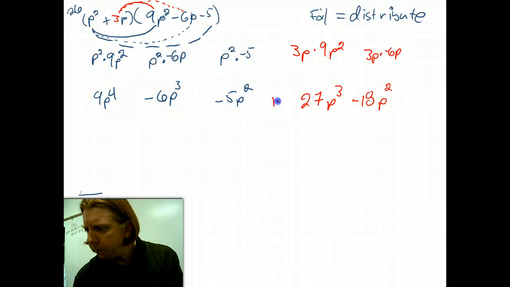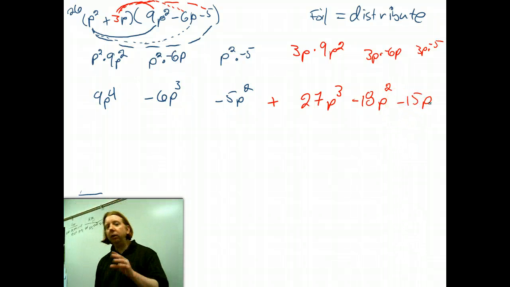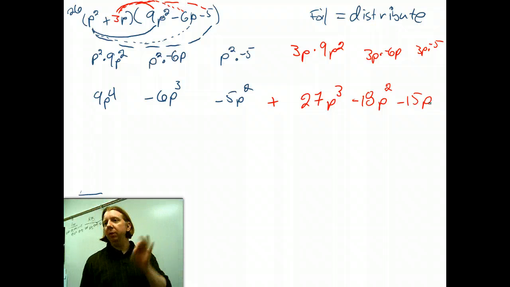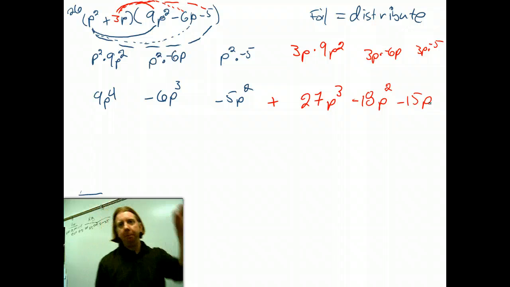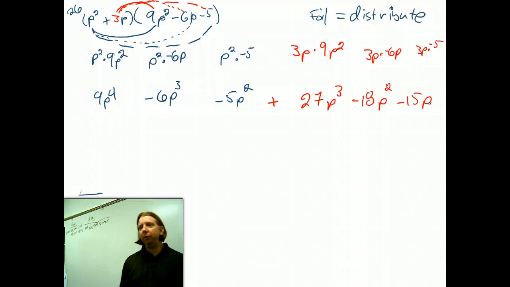Yeah. And then my last one, 3p times negative 5. That becomes negative 15p. It's a long problem. I never said these things were short, but it's very formulaic. Step by step by step. Take your time. Well, that's why I fought so hard when everyone said, can I just FOIL this one?